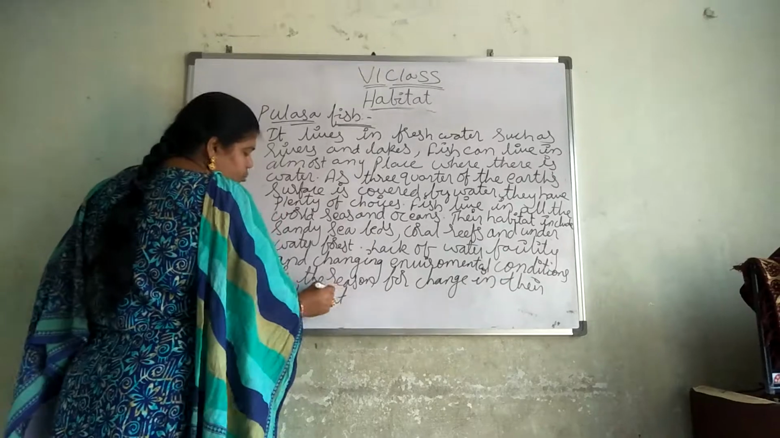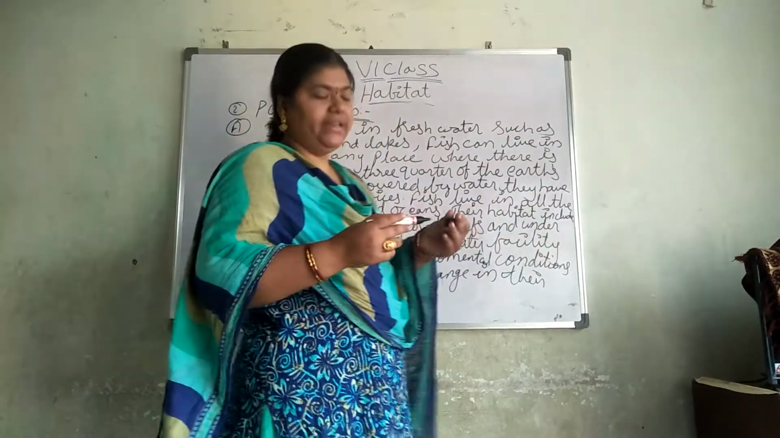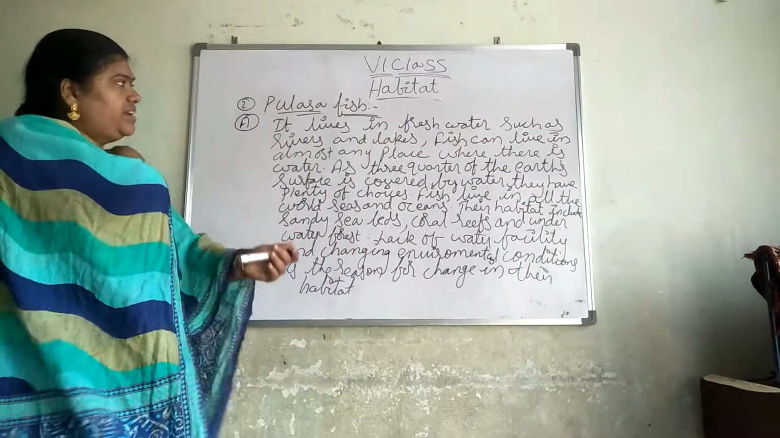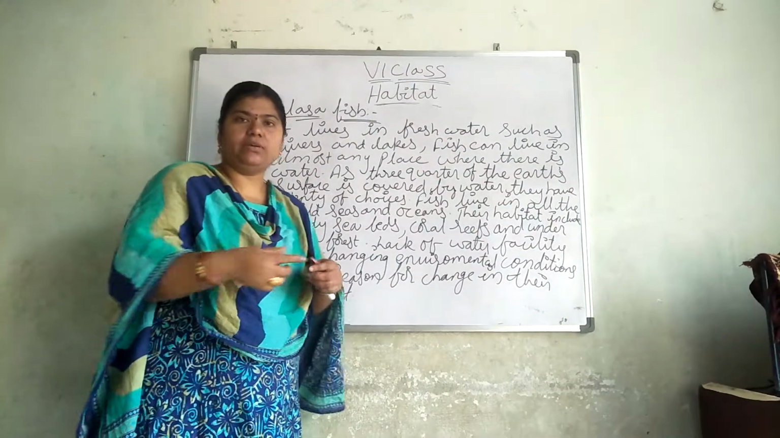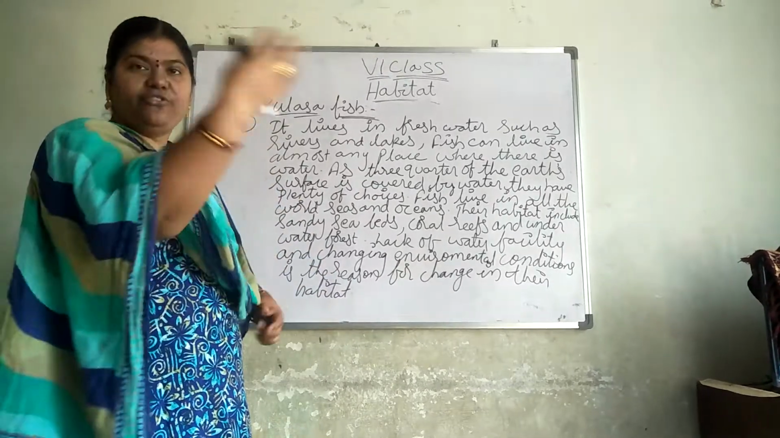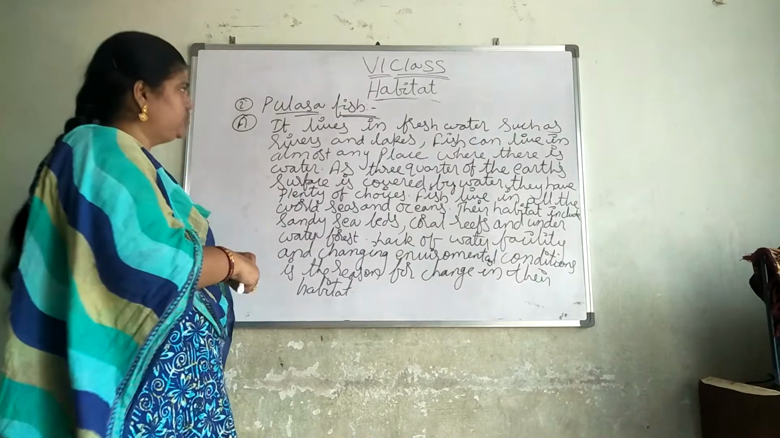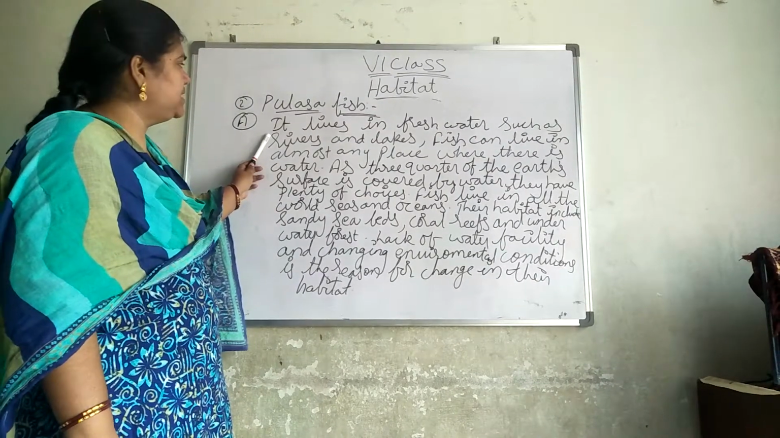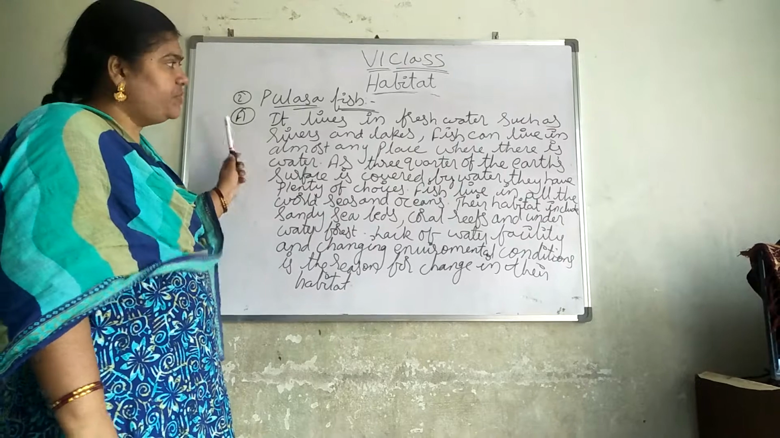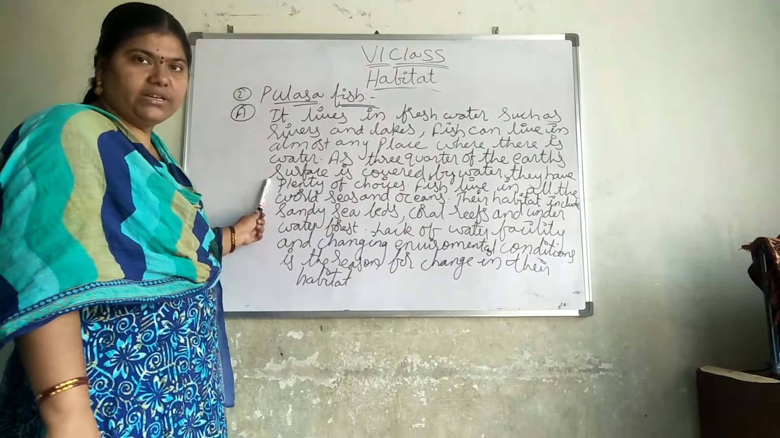So this is a very important answer, and we can find this in coastal regions in Visakhapatnam. Mostly we can find the Pulasa fish, and they migrate from one place to another. Why, and what is the importance of this? We are going to see here. It lives in fresh water such as rivers and lakes. Fish can live in almost any place where there is water. Which water?